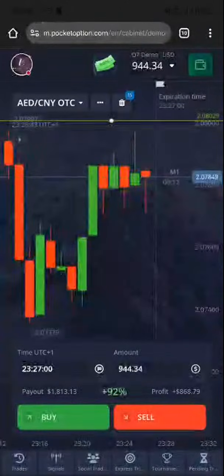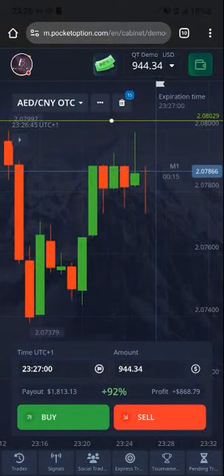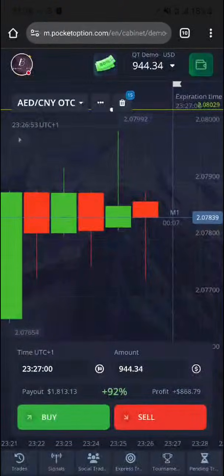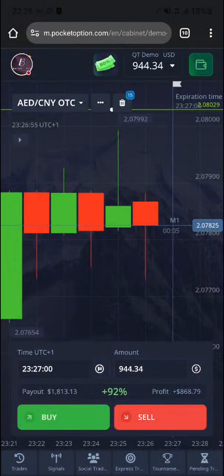We have this green pattern here. This green, red, green, red, green. I'm expecting a red here. But the buyers are trying to push price to the upside.